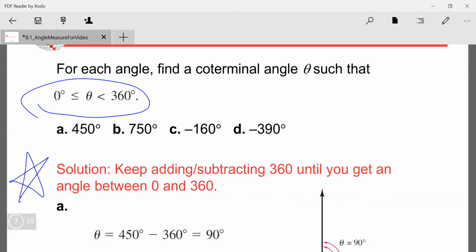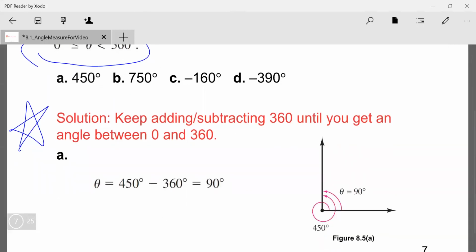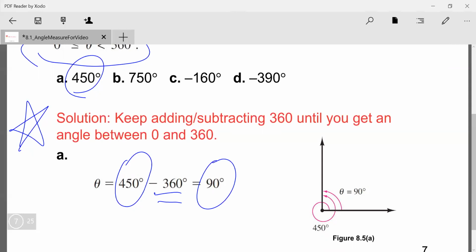So let's look at the first example. The angle we're given is 450. It's easy to see that 450 is greater than 360. So let's just start with subtracting 360. If you subtract 360, you get 90. And this angle is already between 0 and 360. So that's your answer. In other words, 450 and 90 degrees are coterminal.